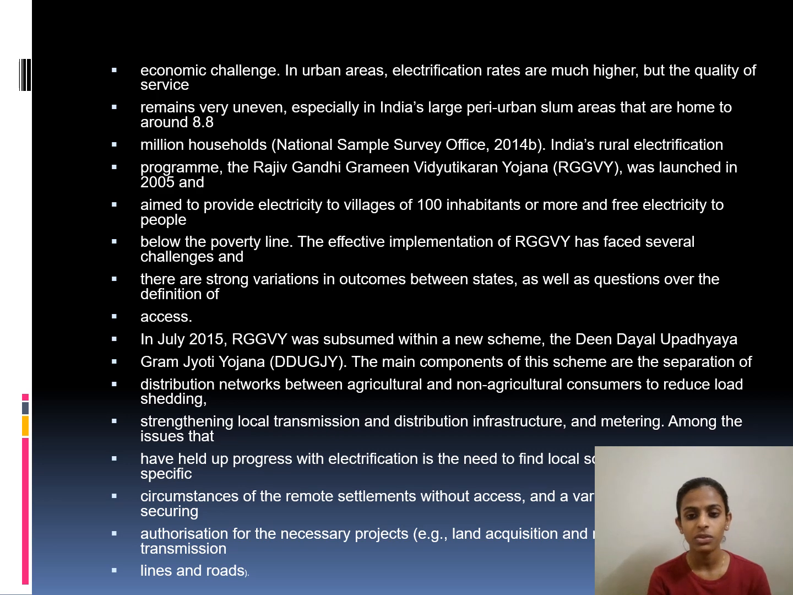The main components of this scheme are the separation of distribution networks between agricultural and non-agricultural consumers to reduce load shedding, strengthening transmission and distribution infrastructure, and metering. Among the issues that have held up the progress with electrification is the need to find a local electrification process.